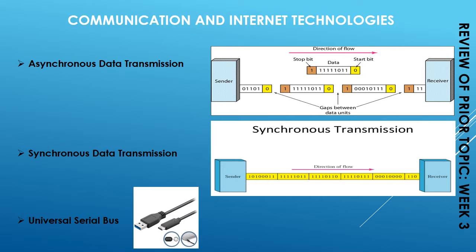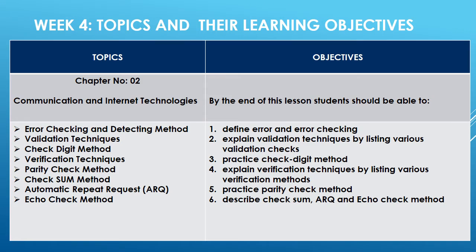In synchronous data transmission, there is no control bit used. However, data is sent in bulk in the form of bytes over a single communication wire in a continuous stream of bits. There is a time session set between the sender and receiver for each byte. In the end, we talked about the universal serial bus or USB cable as the faster communication medium. Now let's discuss the topics of week 4.